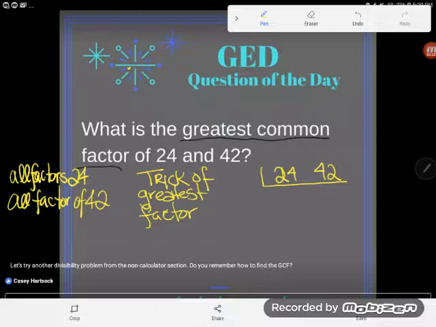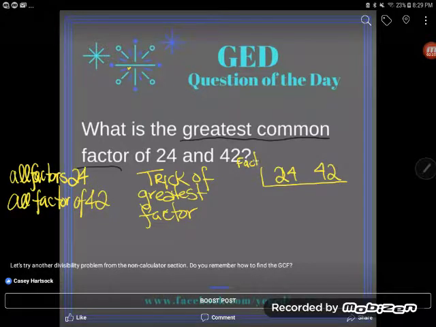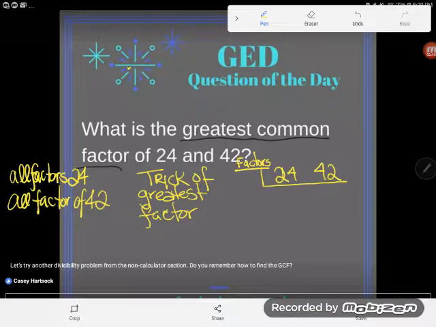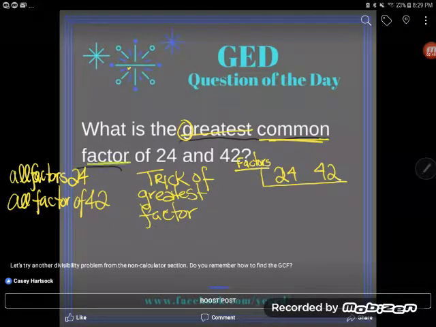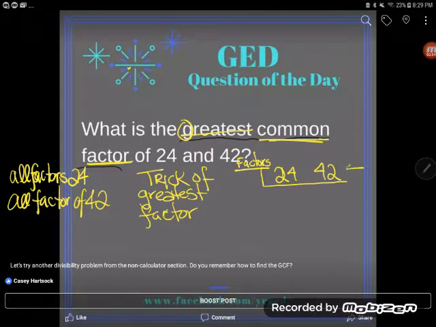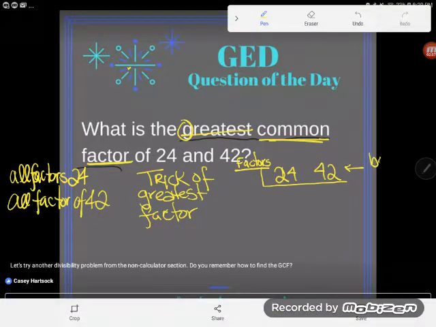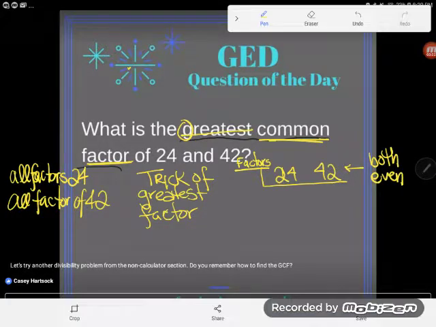And what I'm going to do is start keeping track of any and all factors that I can find that are common to both of these numbers. Any number that I know divides them both. So it doesn't necessarily have to be the greatest common factor, just any common factor is what I'll start with. Now I'm going to get to greatest, don't worry. But what I happen to notice is that both 24 and 42 are even. Did you notice that? And because of my divisibility tricks, I know that all even numbers are divisible by 2.